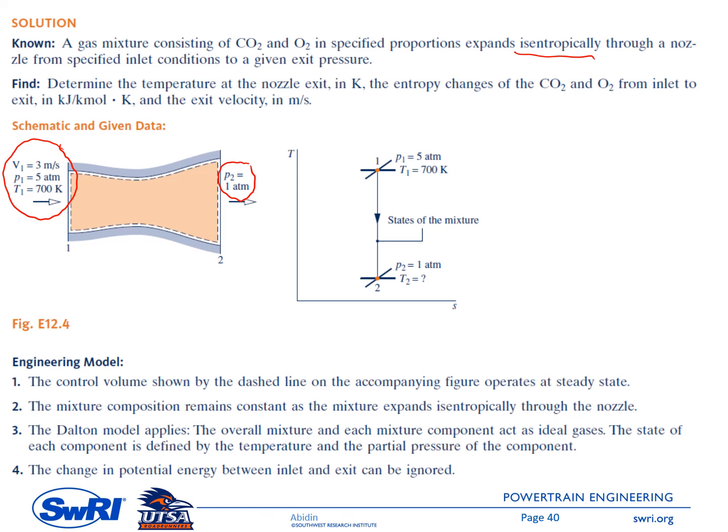And then these are the assumptions or engineering model. So it is a control volume at steady state, and the mixture composition remains constant. And then we can use the Dalton model, and we can ignore the impact of the change in potential energy between inlet and exit.